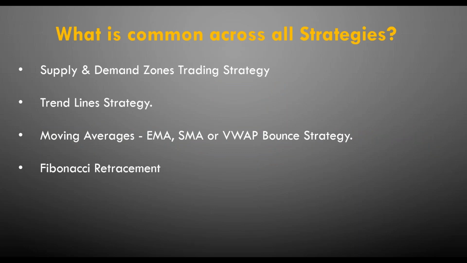I listed some of the strategies. The top one, of course, my favorite, is supply and demand, because this is where a lot of our customers are. Some traders use trend lines, some traders use moving averages, crossovers, MACDs, RSI, and then Fibonacci retracement. Can you tell me what is the most common factor across all those strategies? Maybe it's a very wide statement.